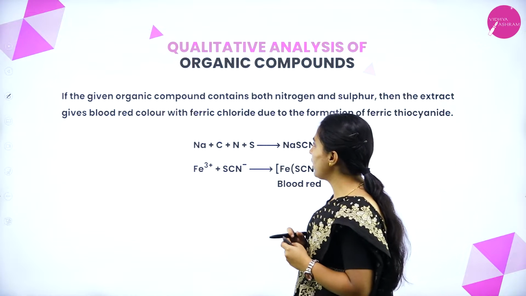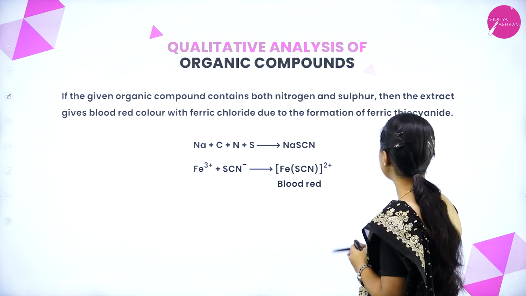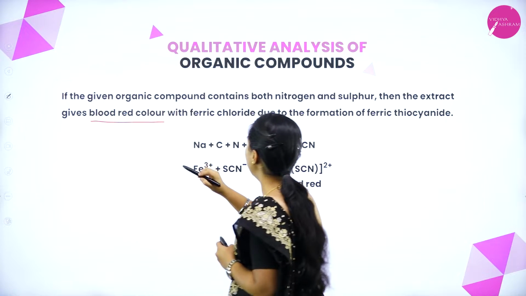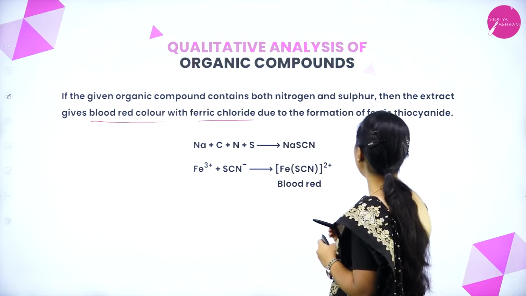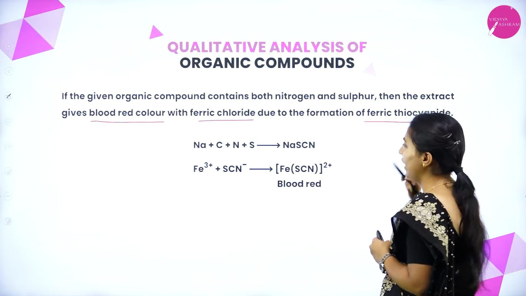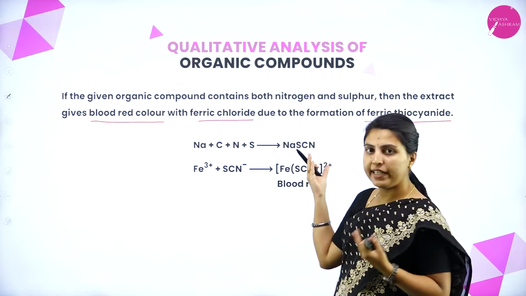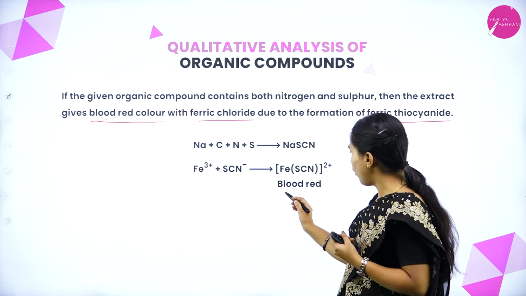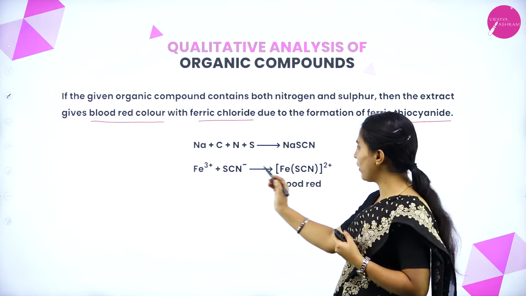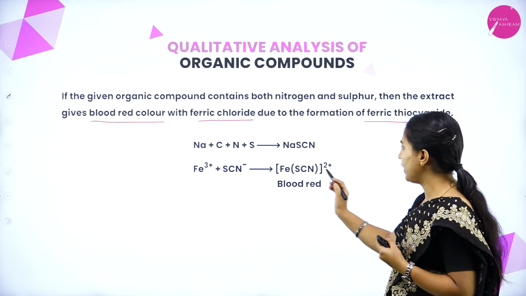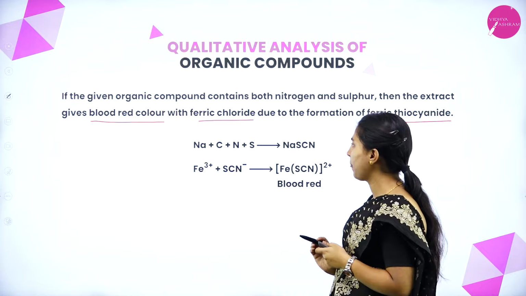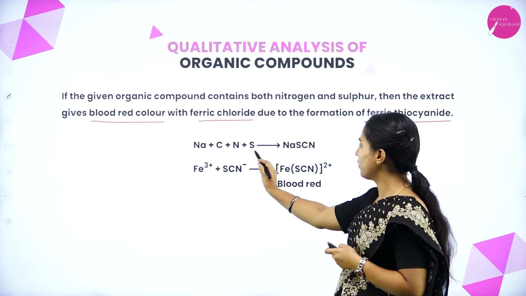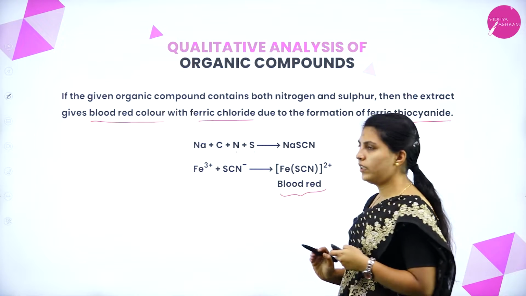If the given organic compound contains both nitrogen and sulfur, then the extract gives blood red color with ferric chloride due to the formation of ferric thiocyanate. There is a chance of containing nitrogen and sulfur at a time. At that time it will form blood red color, as ferric thiocyanate will form. See here, sodium, carbon, nitrogen and sulfur. If both are present, it will form blood red color.